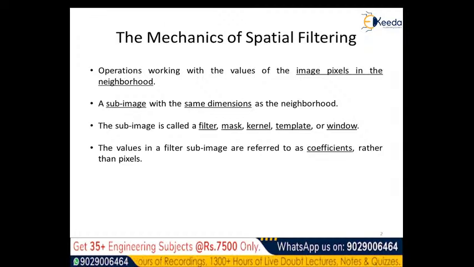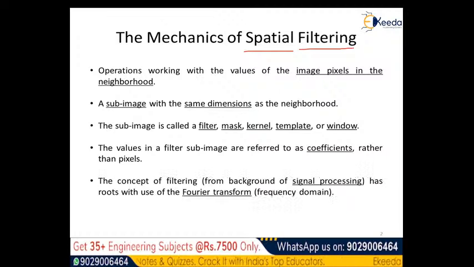Now, when we talk about filtering in general, not yet the spatial case, filtering has a background in the use of the Fourier transform, a very popular mathematical tool. The Fourier transformation takes us to the frequency domain. A few application tasks are quite convenient to work with in the frequency domain, where in fewer steps we get the same output. This is the background from signal processing.